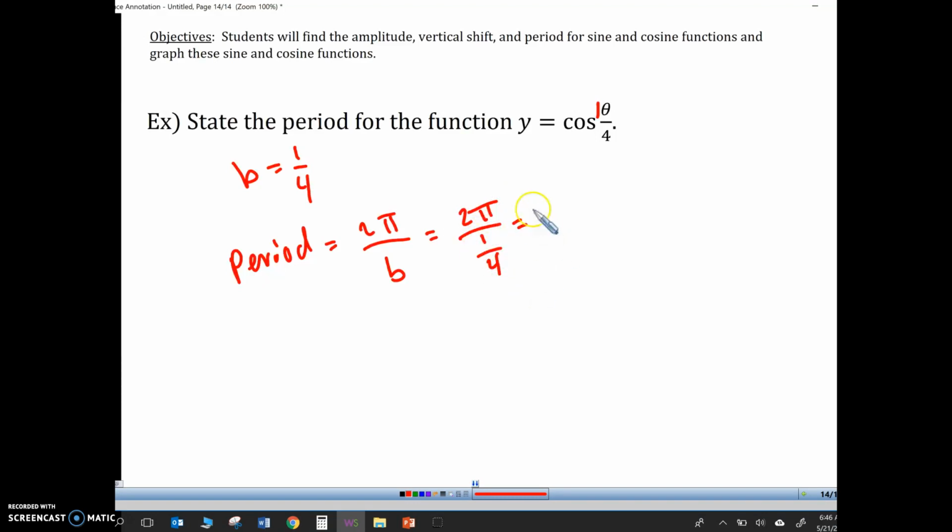Okay, and oh no, we're divided by a fraction. Very easy. You just multiply by the reciprocal of the denominator. So 4 over 1. So 2 pi multiplied times 4, which is 8 pi. Okay, so your period's 8 pi. And this goes along with what I was saying. If your b value is less than 1, what you're going to get is a horizontal stretch. The period is now bigger.